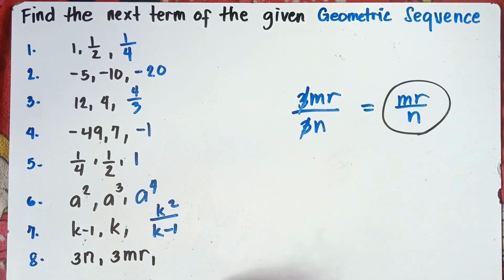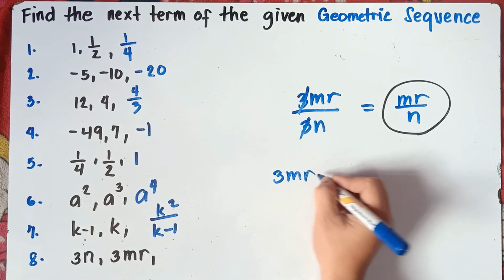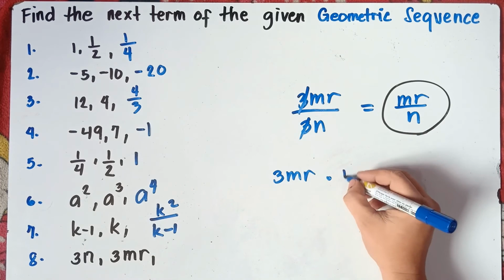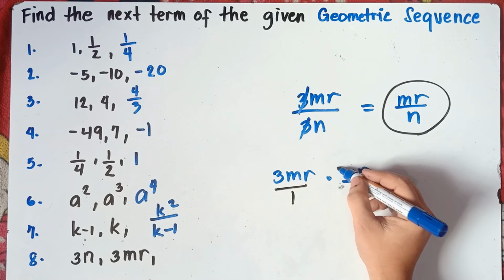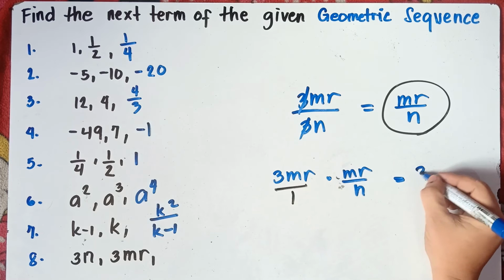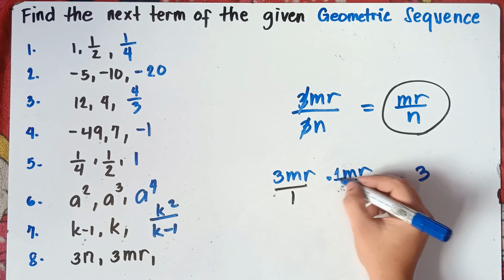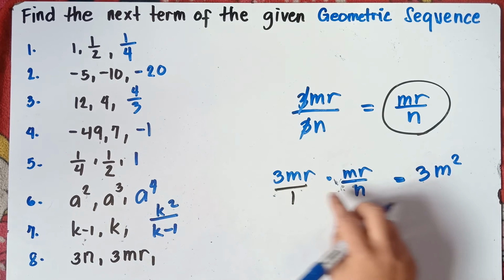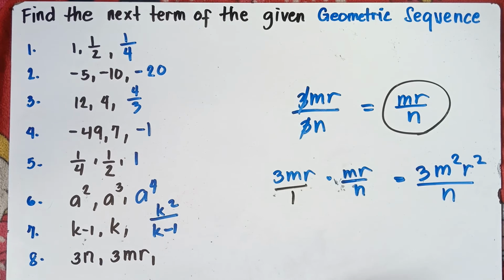Mr over n. Alright, so to get the next number, simply multiply. That would be 3mr, the second term, times the common ratio, mr over n. So this will be, understood that there's 1 here in the denominator. So 3 times 1, understood that there's 1 before m. So 3 times 1 is 3. Understood, class, that any variable has a numerical coefficient of 1. Then m times m, that would be m squared. R times r, that would be r squared. And 1 times n, that is n. So that would be our answer, class, for the 3rd term.